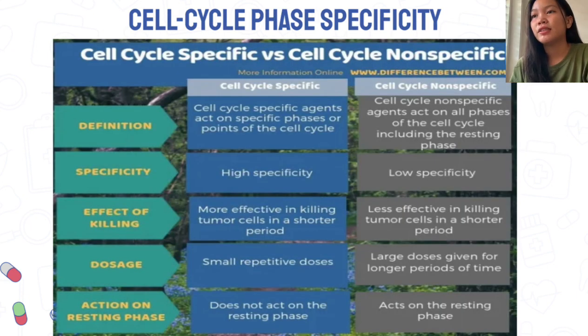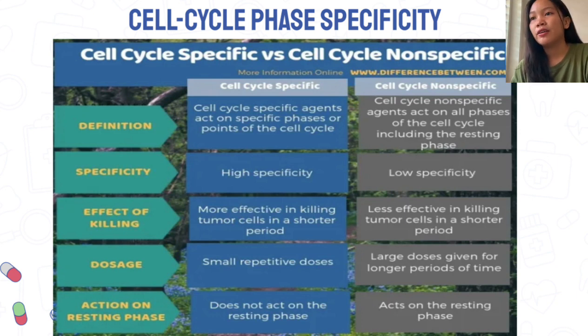Cell cycle phase specificity: cell cycle specific versus cell cycle non-specific. Cell cycle specific agents act on specific phases or points of the cell cycle, while cell cycle non-specific agents act on all phases of the cell cycle, including the resting phase. As for specificity, the cell cycle specific has a high specificity, and the cell cycle non-specific has a low specificity.